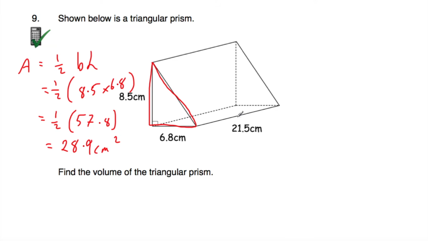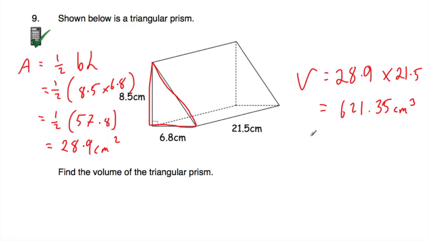Now we just need to times it by the length. So the volume of the prism will be equal to 28.9 multiplied by the length of the prism, which is 21.5. So that's the area of the cross section multiplied by the length. So 28.9 multiplied by 21.5 is equal to 621.35, and then we're dealing with centimeters here, so that'll be centimeters cubed. That's the volume of that prism.